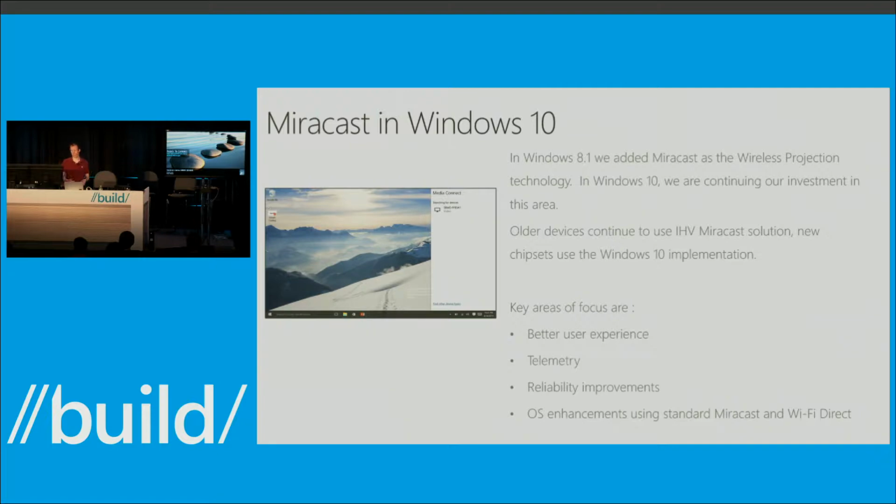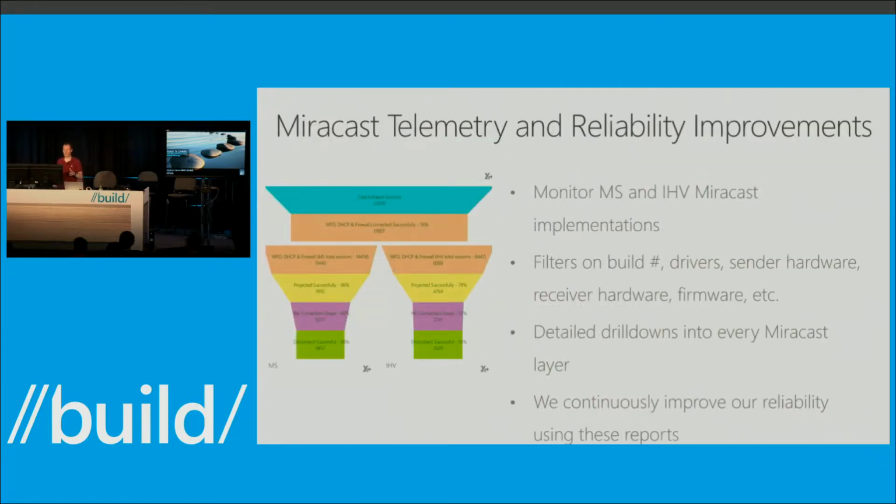That's pretty cool there. I want to give you some insight on what we were doing with Miracast telemetry and reliability. This is a demo slide of the funnel we have, but it gives you an overview of what we do with telemetry on an IHV and a Miracast implementation level. Each of these layers represents our success levels and failure levels. As you drill into these, we can figure out what errors we're getting and what's the most important error we need to fix in order to get better.